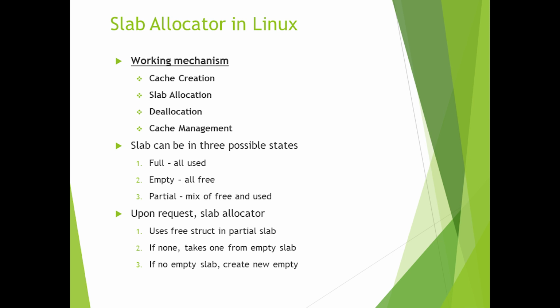Cache management: slab allocation keeps track of which slabs are full, which are empty, and which are partially full. So there are three states: full, empty, and partial. Empty means all objects are free, full means all objects are in use, and partial means some objects are used and some are free. That is a mix of free and used.